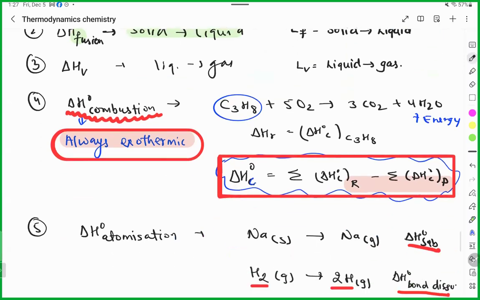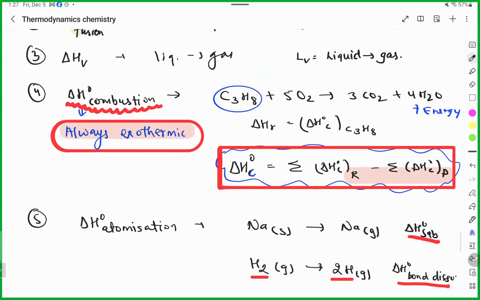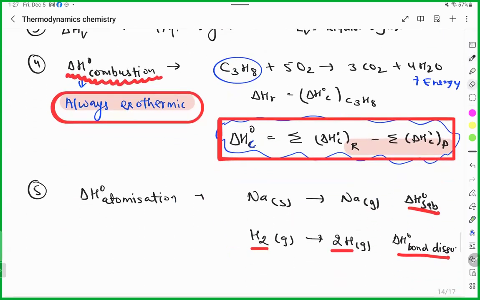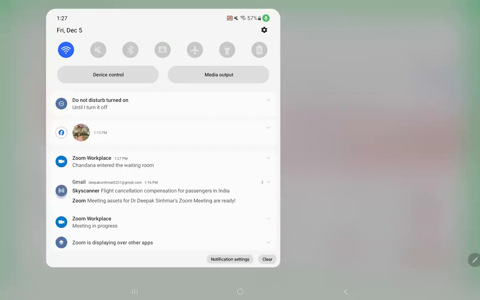Understood? This is important. Very, very, very important. That's why all are marked in red color. Red color means extremely important. What happened? For example, you have this C3H8.